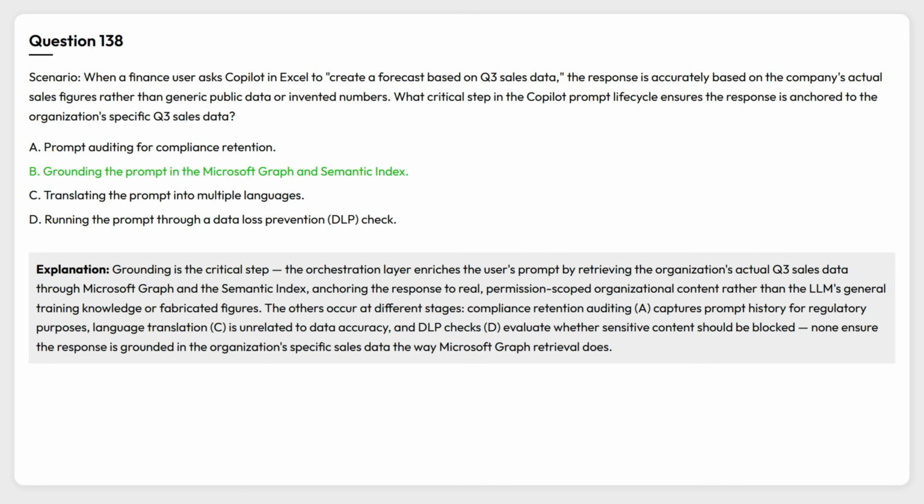The others occur at different stages. Compliance retention auditing captures prompt history for regulatory purposes. Language translation is unrelated to data accuracy. And DLP checks evaluate whether sensitive content should be blocked. None ensure the response is grounded in the organization's specific sales data the way Microsoft Graph retrieval does.